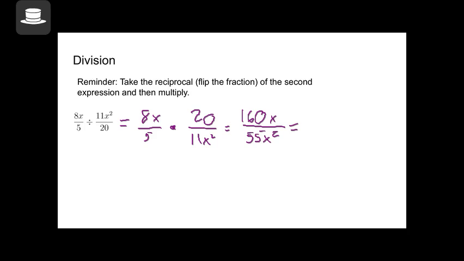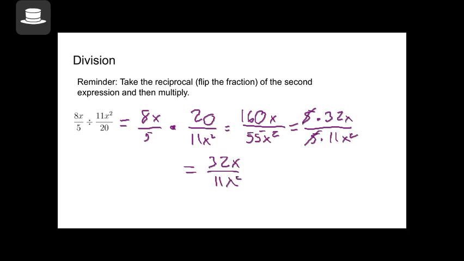Now, again, this would be a good time to use Desmos. Check out the video for the greatest common denominator, greatest common factor. But I can break this apart into 5 times 32x and 5 times 11x squared. All right, so now 5 divided by 5 reduces to 1, so I can cross those out. That leaves me with 32x over 11x squared.